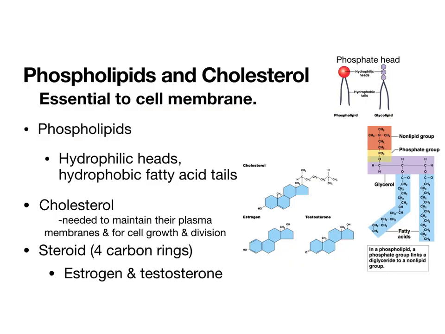All right, so now we have our phospholipids and our cholesterol. These phospholipids and cholesterol are essential to the cell membrane. The phospholipids have a hydrophilic head. So remember, hydrophilic means they like water. And they have a hydrophobic fatty acid tail. So those tails don't like water. So the head likes the water and the tails don't like the water. We're going to go a little more in depth into those phospholipids in chapter 3. We're just going to touch base right now on those.